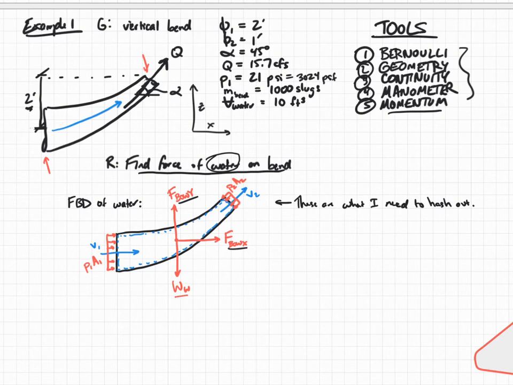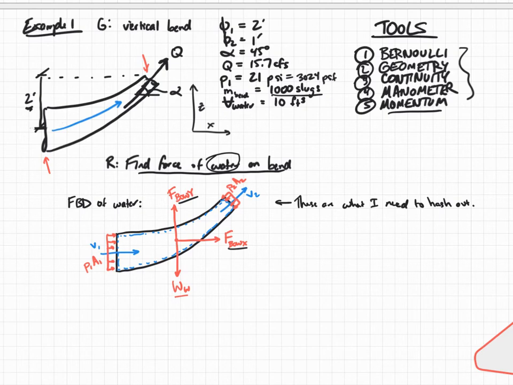Oh, before I continue, what about the mass of the bend? How come I didn't include that? The mass of the bend is 1,000 slugs, and I didn't include the weight of the bend. And here's why. The bend itself is being held up by something else entirely, and the weight of the bend is not acting on the water. The water is not holding up the bend. So there's no reason to include the mass of the bend. The bend could get 10 million times bigger, and it's not going to show up in this problem.